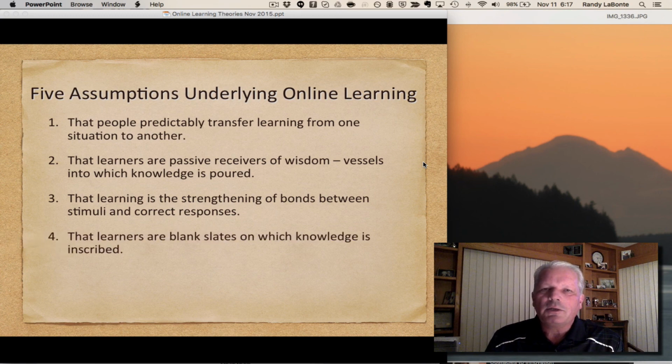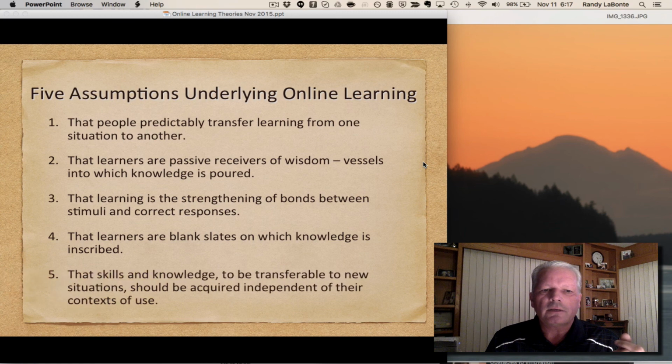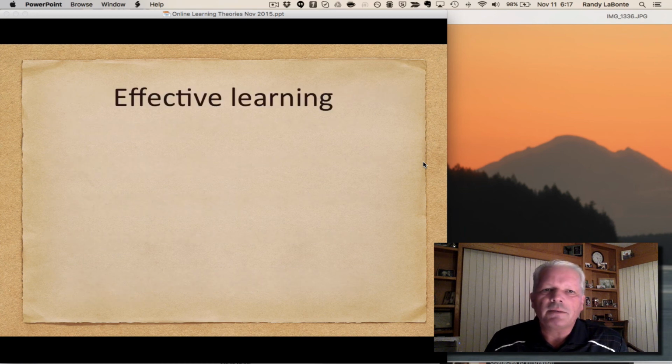But also that learners are blank slates. They come to us without any knowledge. Well, I don't think that's quite the case, but that is an assumption the way we build a lot of our instruction, and certainly the early days of online learning instruction. And that once you teach them the knowledge, they'll be able to apply that anywhere else. Well, as we know as good teachers, it doesn't always happen that way.